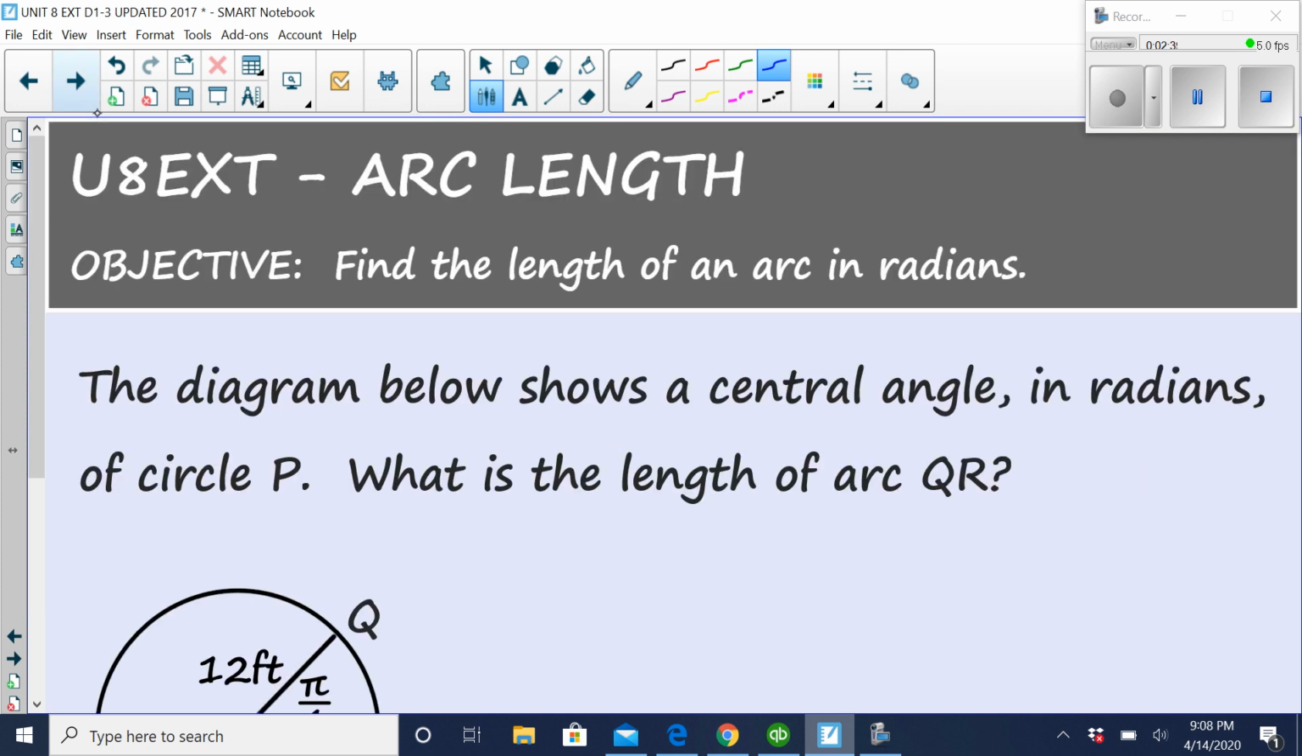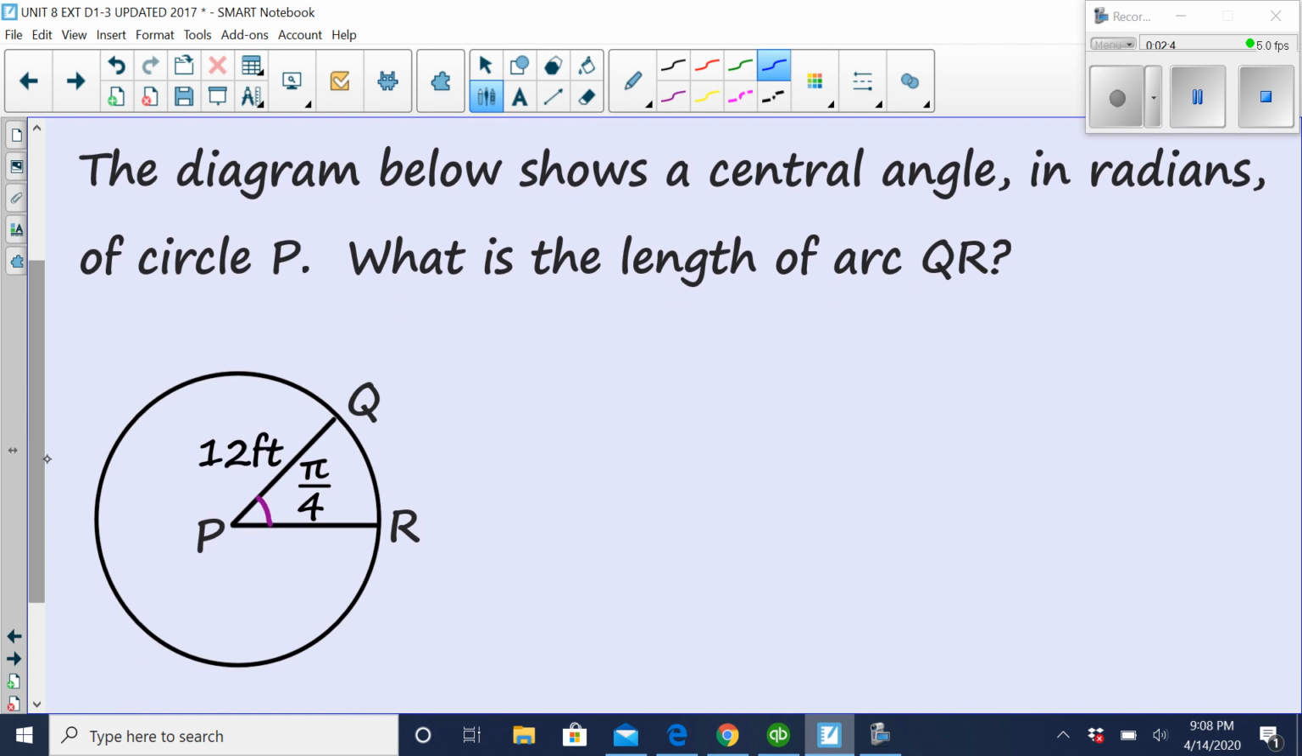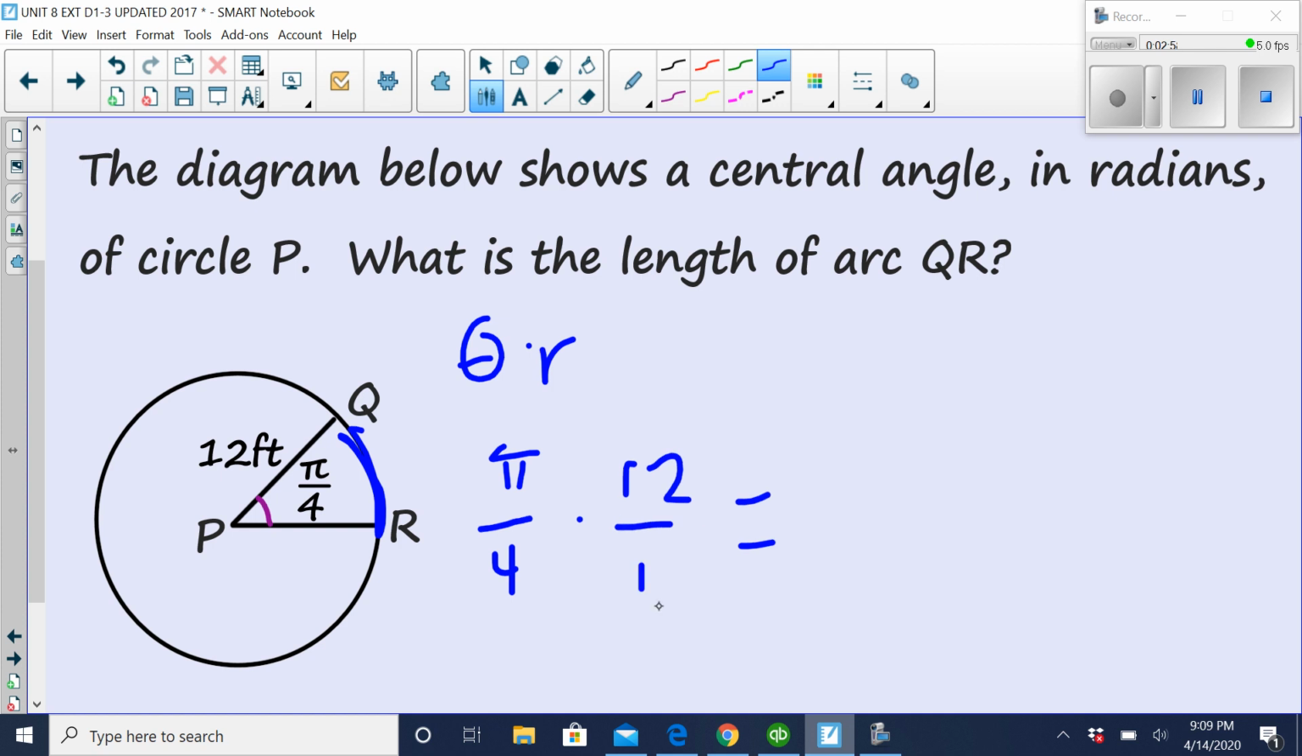Okay, so another example. The diagram below shows a central angle in radians of circle P. What is the length of arc QR? They're trying to find the length of this arc right here. Again, our formula is theta times r, so theta is pi over 4 this time. The radius of this circle is 12, so when I multiply, I go straight across. I end up with 12 pi over 4. I could simplify it and say I really get 3 pi as my answer, and if we change it to a decimal value, I get 9.42.